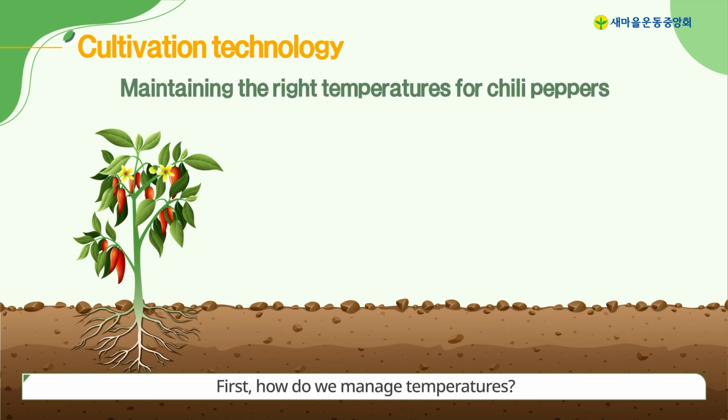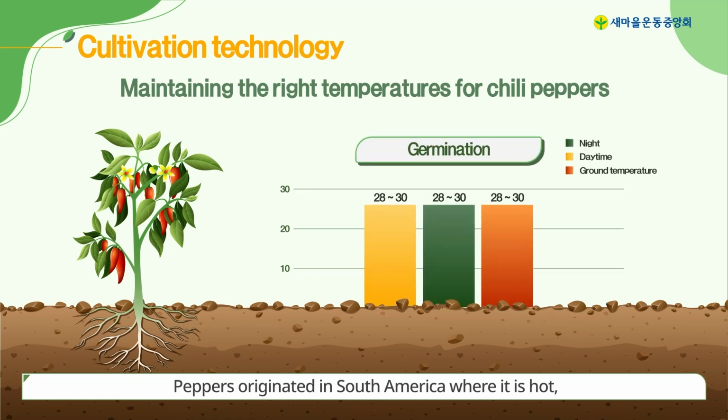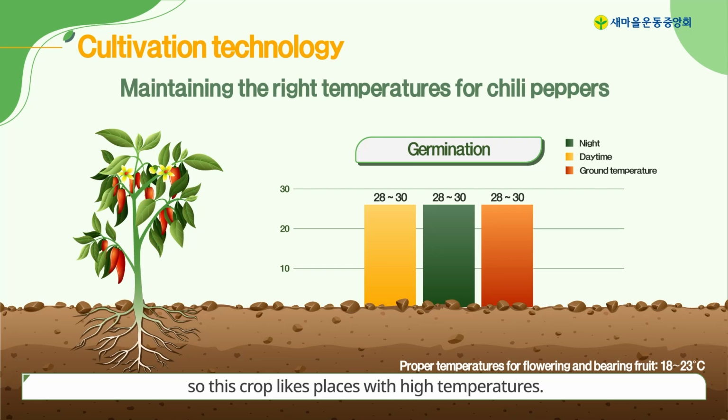First, how do we manage temperatures? Peppers originated in South America where it is hot, so this crop likes places with high temperatures. In the germination stage, when sprouts grow from sown seeds, temperatures during the day and at night should be maintained at 28 degrees Celsius to 30 degrees Celsius so that normal shoots appear within 2 or 3 days.